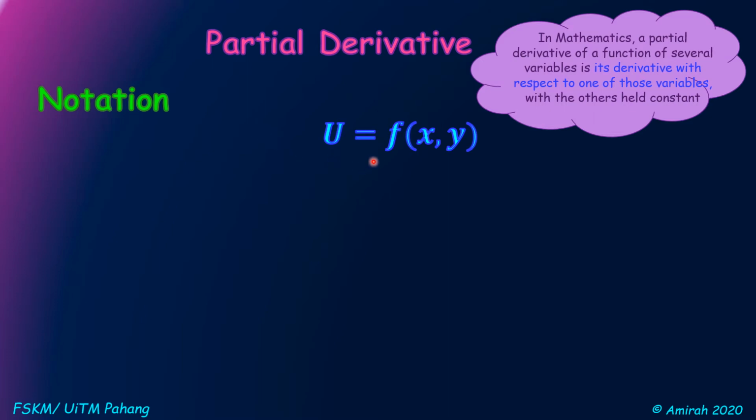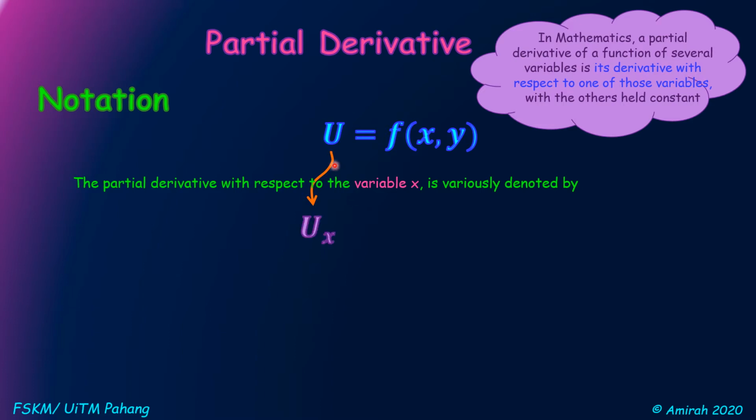Let's say we have u equals function f in terms of variables x and y, meaning two variables. Okay? The partial derivative with respect to the variable x is variously denoted by, for function u, we can write ux, for the partial derivative with respect to variable x. And for function f, we can write fx. That is the partial derivative with respect to variable x, right?